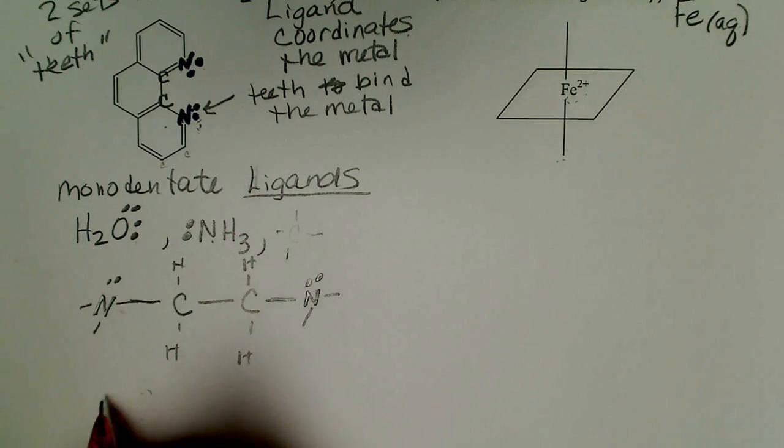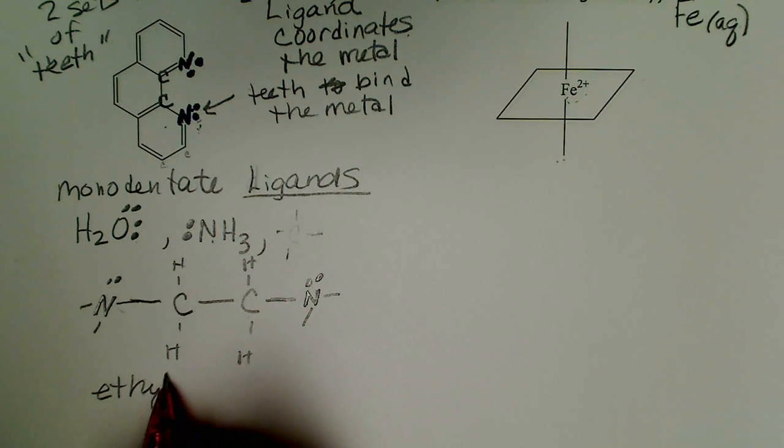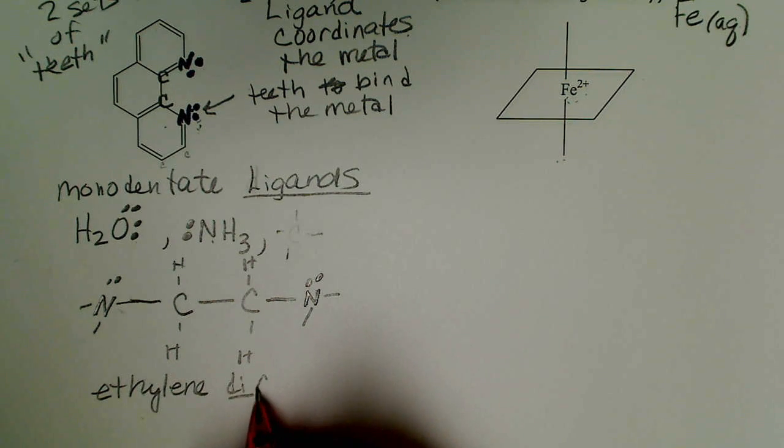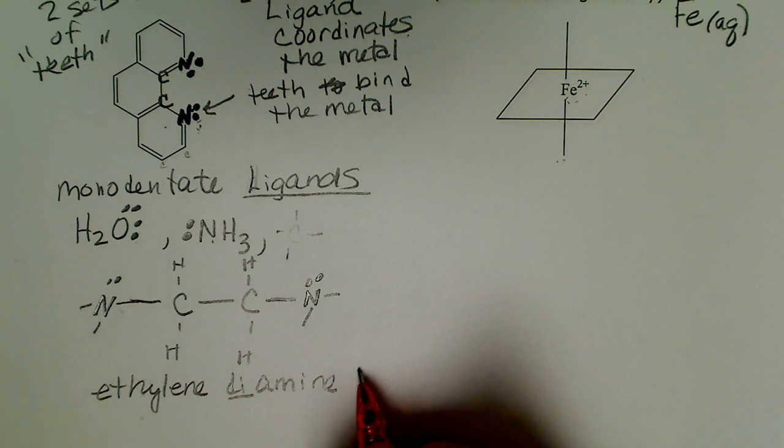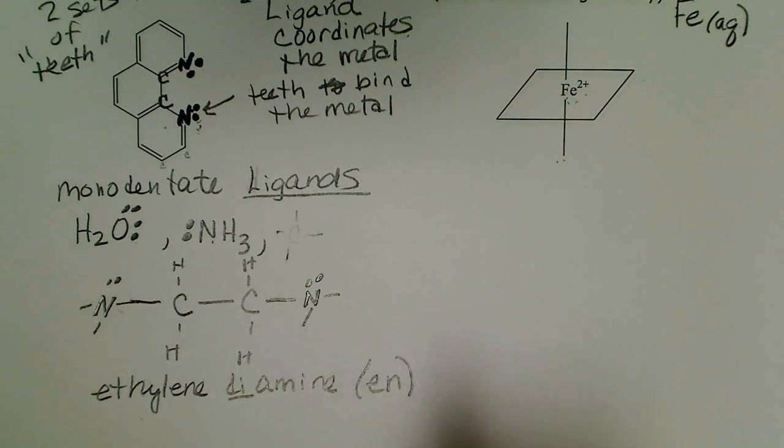So this is called ethylene diamine. I think ene, di, meaning two nitrogen groups. So that's abbreviated en.